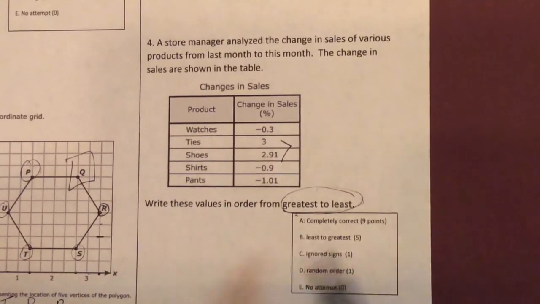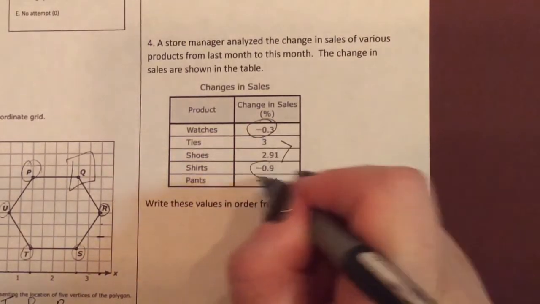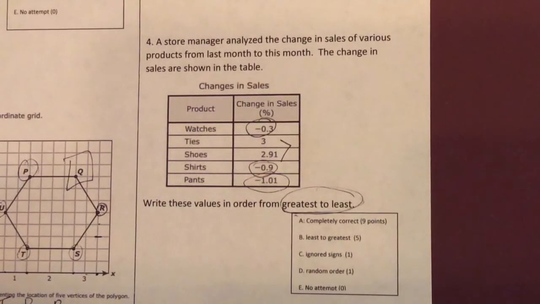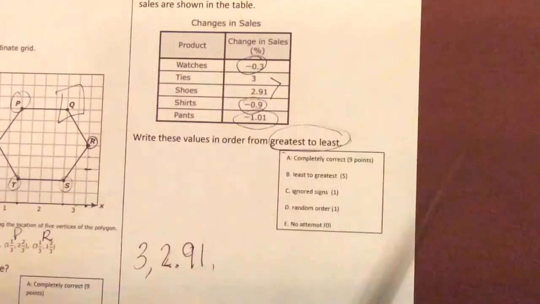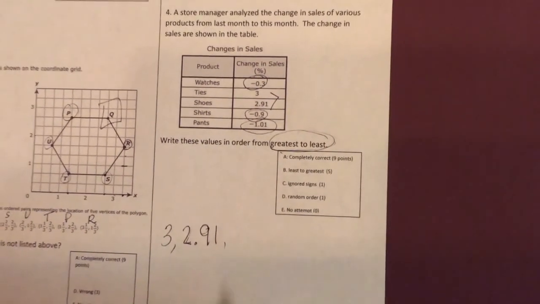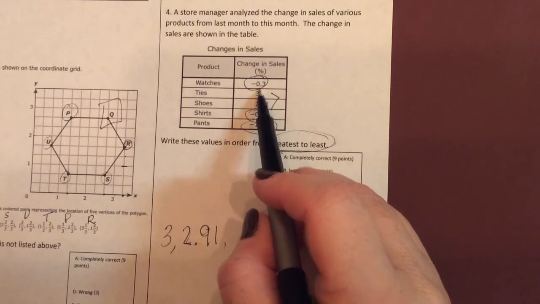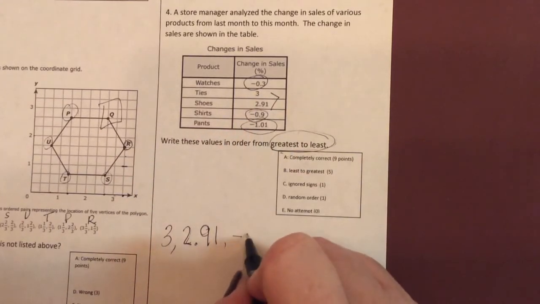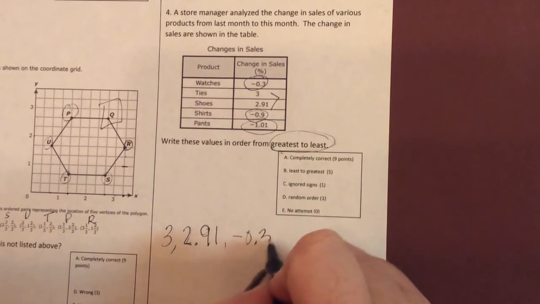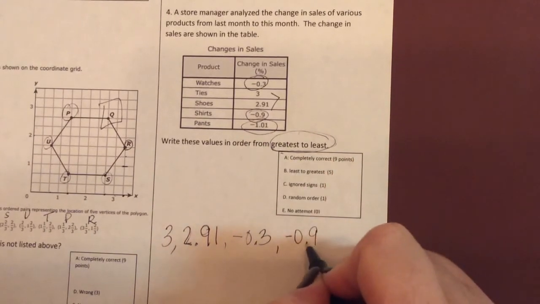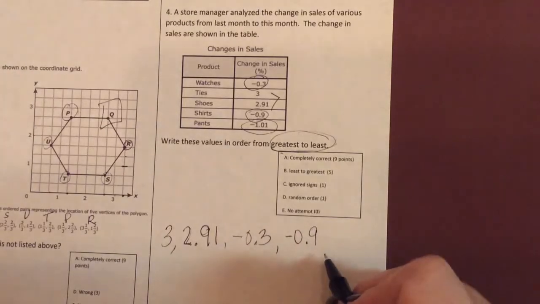Okay, now we get to our negative numbers. Remember, the one that's the biggest is the one that's closest to 0, or it looks like it's the smallest. So negative 0.3 is the biggest there. Okay, and then we have negative 0.9. It's getting smaller. We're getting farther from 0.